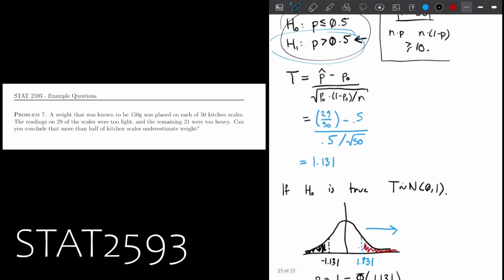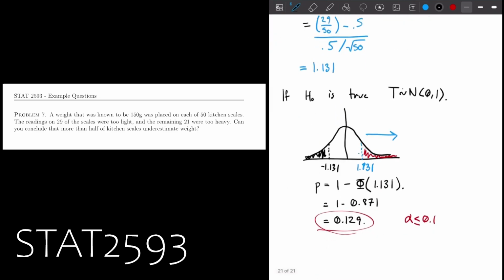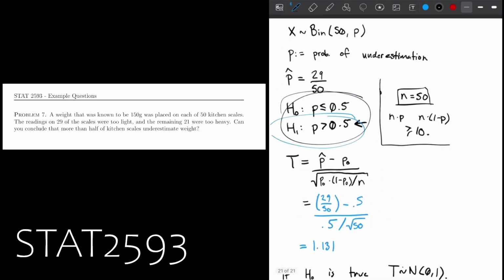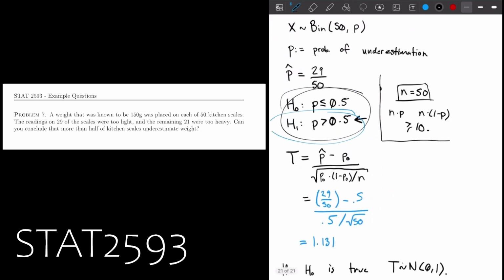And of course, 0.5 suggests that you're going to have some that weigh too heavy, some that weigh too light, and ultimately they'll balance each other out, right? So there's not very strong evidence here. We're going to fail to reject the null hypothesis for any reasonable value of alpha, and we'll just operate as though half of scales are going to underestimate the weight, half of them are going to overestimate the weight.